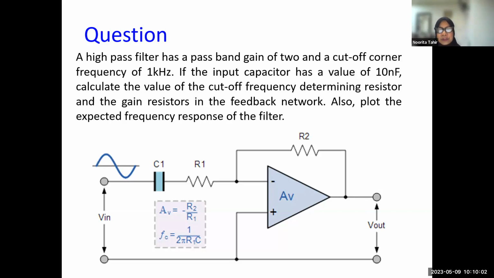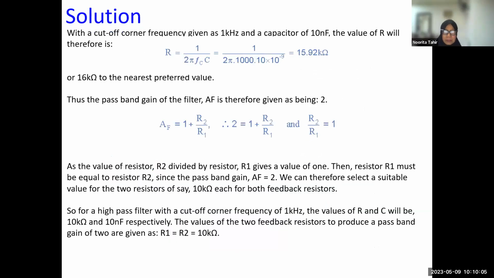Okay, I'm going to share with you the solution. We are given that the cutoff corner frequency is at 1 kilohertz, and the capacitor value is given as 10 nanofarad. So from there, we can compute what R is. We know that R is 1/(2πfC). So the input impedance is around 15.92 kilo ohm, and we round it to 16K.